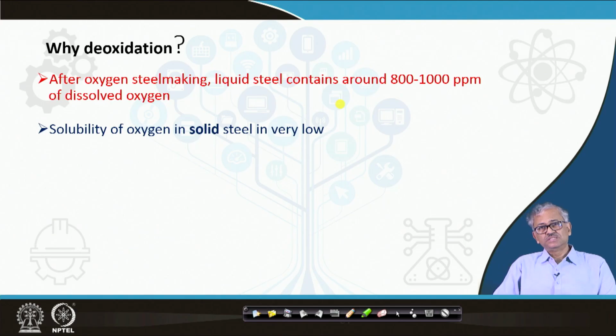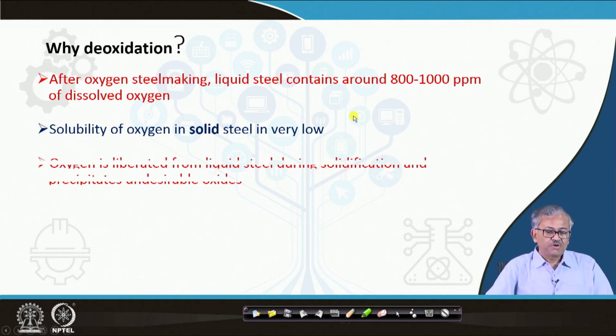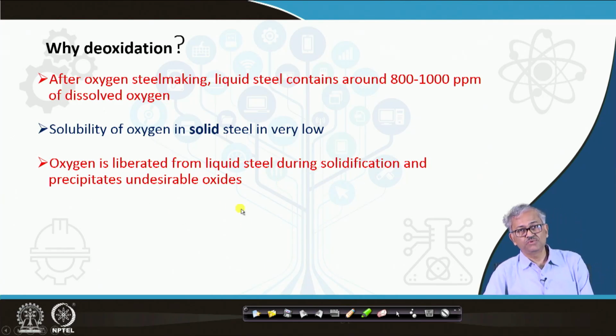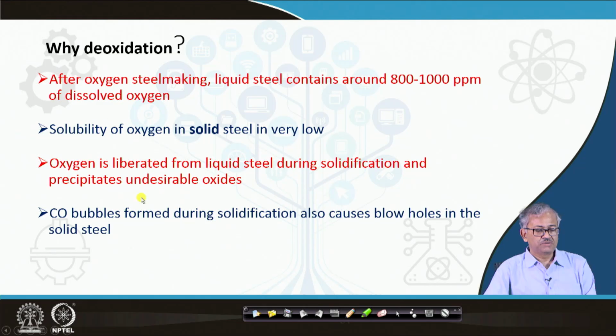And besides, this oxygen can also react with other impurity elements like aluminum and nitrogen, forming different undesirable oxide inclusions. During solidification, oxygen is liberated from the liquid steel and precipitates undesirable oxides like aluminum oxide. It can react with the nitrogen, and with the silicon if that impurity is present. So a lot of oxide inclusions can be formed. And CO bubbles, as I said, can form during solidification and cause blowholes.